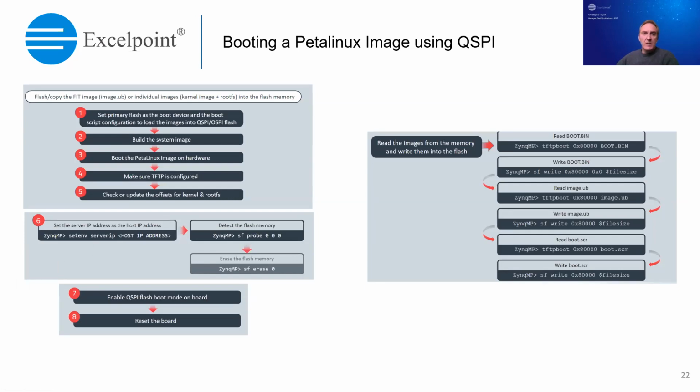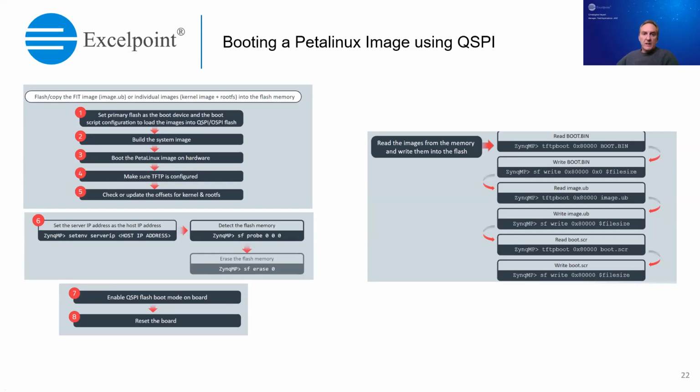Here are the steps involved to flash and boot this Petalinux image from QSPI. The first thing, set the primary flash as a boot device and set the boot script configuration to load images from QSPI flash. Second step is to build the system image. The third step is to boot the Petalinux image on hardware using JTAG up to U-boot. Then make sure that your TFTP is configured in the host as well. Check or update the offsets for the kernel and rootfs using the boot script file, because if they don't match, the process may fail at the U-boot prompt.